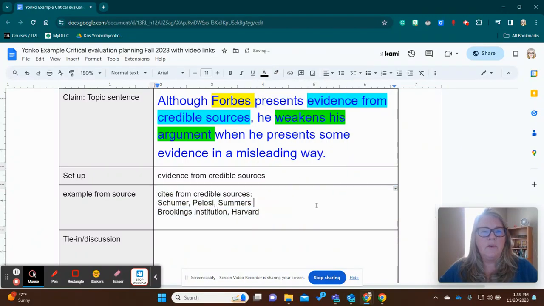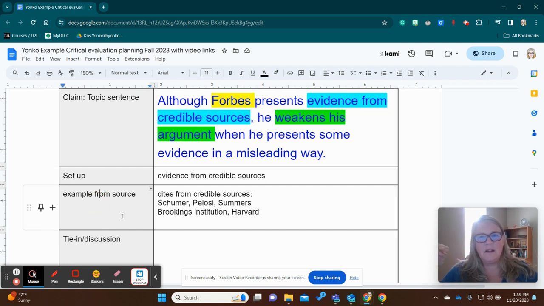All right. So these are my examples. Some specific people he quotes from, expert testimony, and some well-known organizations that he quotes from. All right. So the examples, this is what's in the article that I noticed. There's my evidence/example. All right. So we have my setup, example.